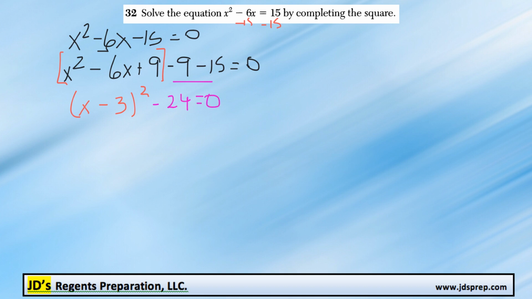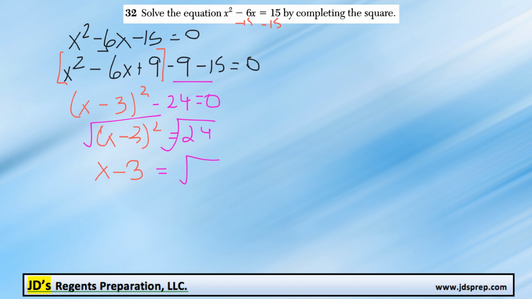Next, we're going to solve this equation. We're going to add 24 to both sides, and we'll get x minus 3 squared equals positive 24. And then we're going to square root both sides, which means that x minus 3 is going to equal the square root of 24.